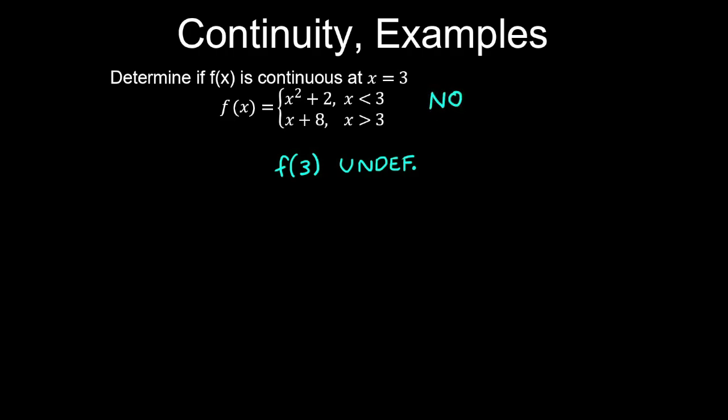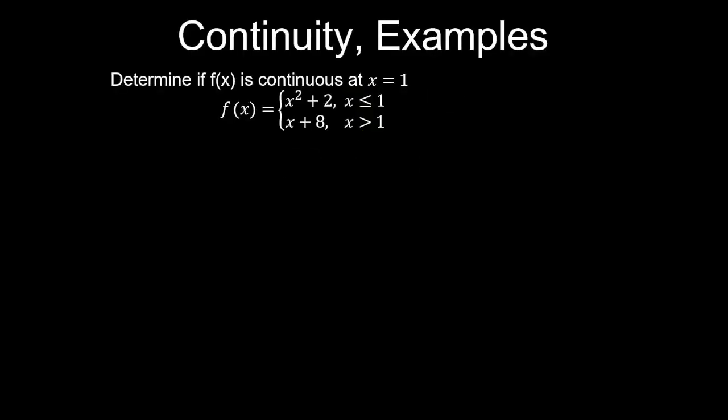And now just for completeness, if you check the limit as x approaches 3 from the left, that is equal to 11. And if you check the limit as x approaches 3 from the right, which is also equal to 11, so the limit exists, and therefore we have a removable discontinuity.